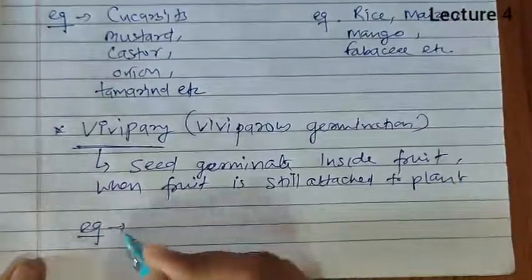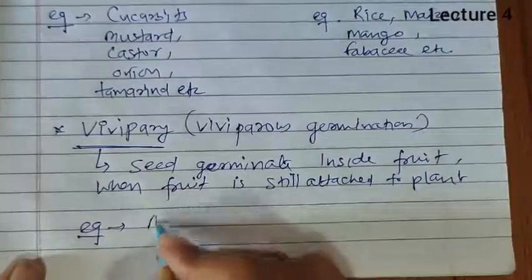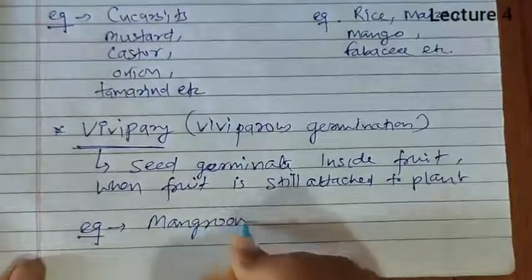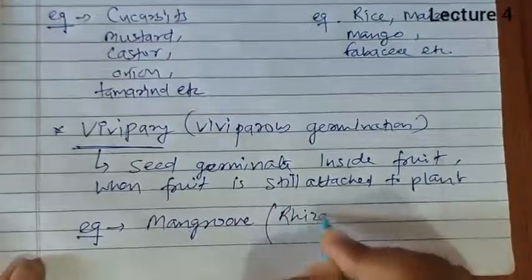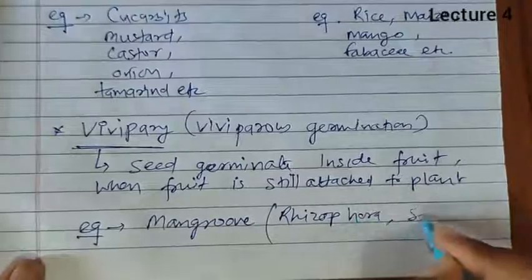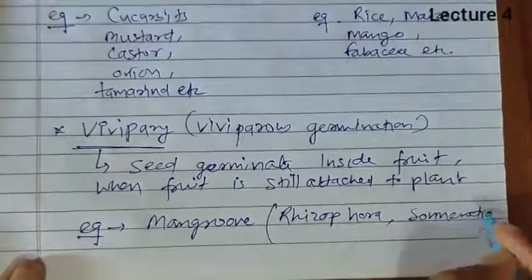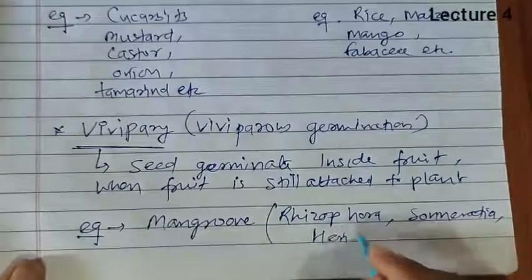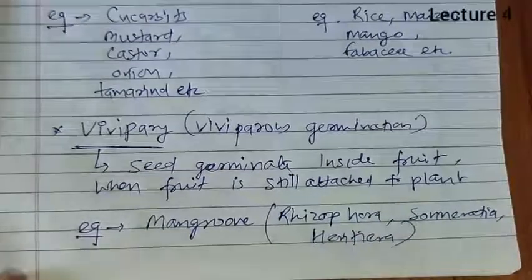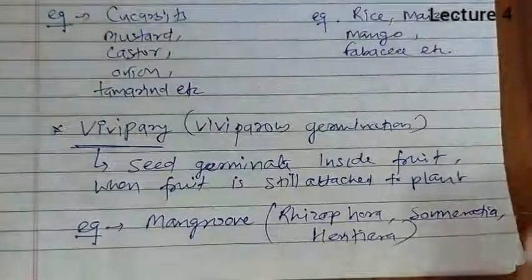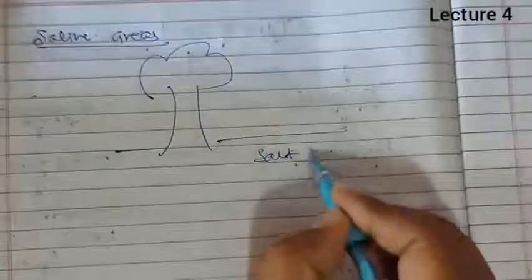and this type of mechanism is found in case of mangrove plants like Rhizophora, Sonneratia and Heritiera. So now the question is, why does it occur in mangrove plants? Because mangrove plants are found in saline areas, and in saline areas the salt concentration is high.